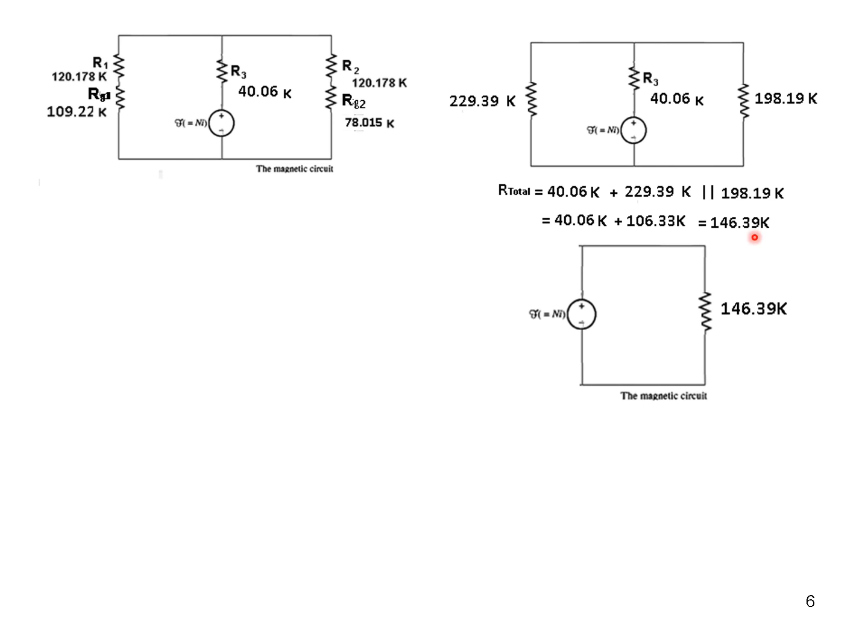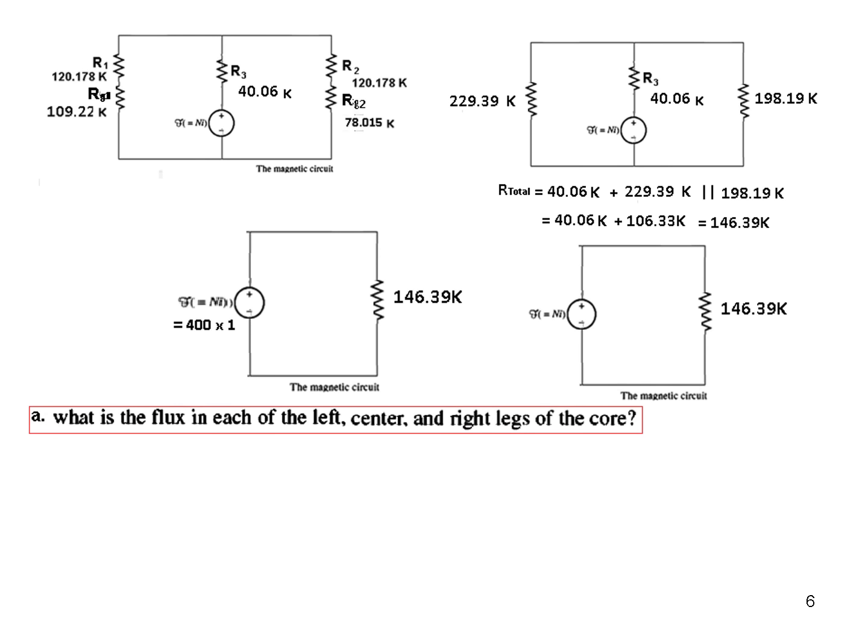So our circuit will now look like this, MMF and R total. We know the value of MMF, which is 400 into 1. Just as if we have the voltage and the resistance and need to find the current, voltage divided by resistance is current. Same here, the flux will be this one divided by the reluctance. Now again repeating the question, we need the flux in the left arm, center arm and right arm.